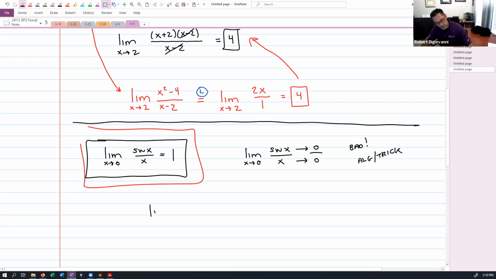Okay, so now what I'm going to do, because I get 0 over 0, I'm going to write limit x approaches 0, sine x over x. And I'm going to apply L'Hopital's rule right now. And this now becomes limit x approaches 0 of the derivative of the top, which is cosine of x, over the derivative of the bottom, which is 1. And now if I let x go to 0, what's cosine of 0? 1.